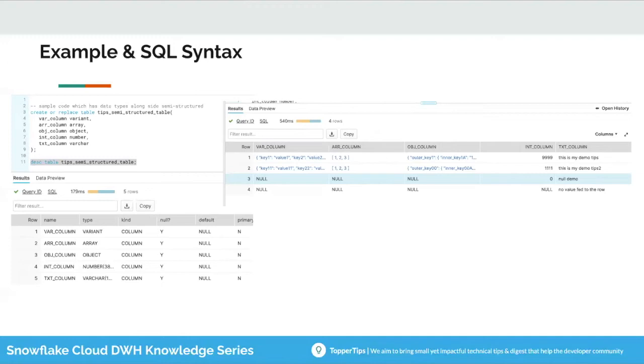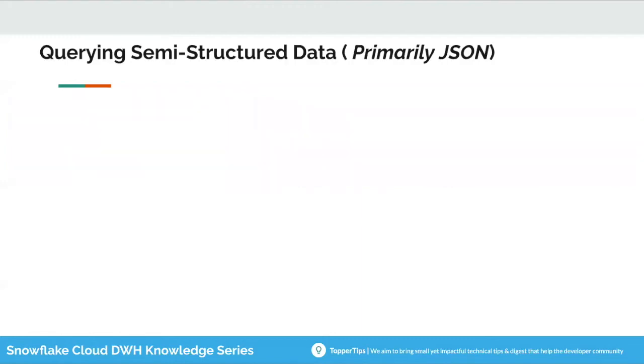I recommend that you please try playing with the variant data type, load some JSON, extract some data from there and understand its behavior. It is very, very important for you to understand how the native sequence works when it comes to JSON and any other semi-structured data types. Let's talk quickly about querying semi-structured data types.